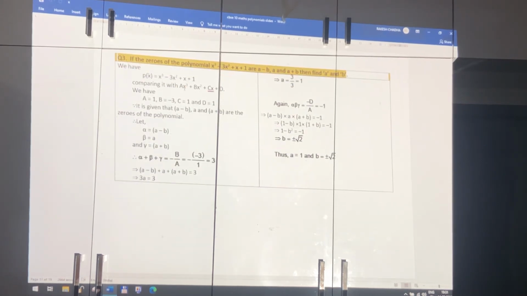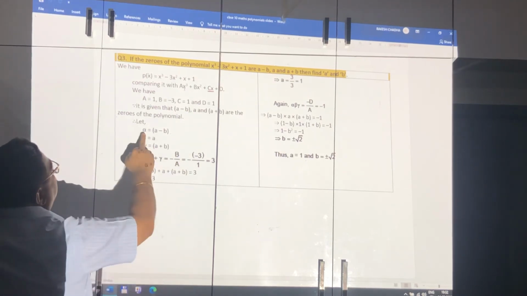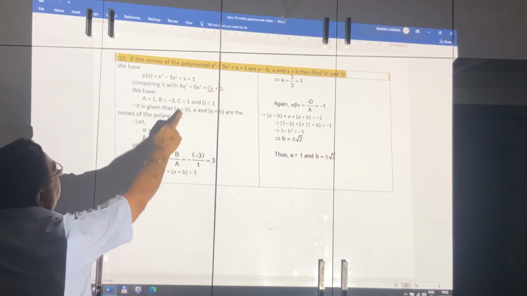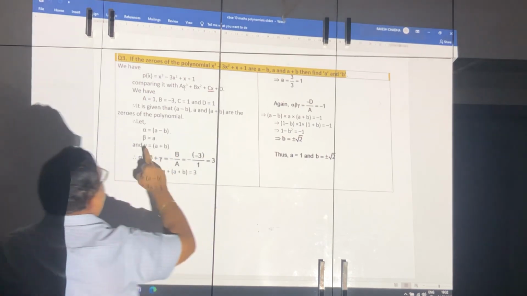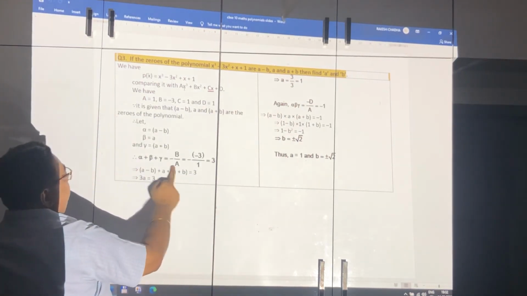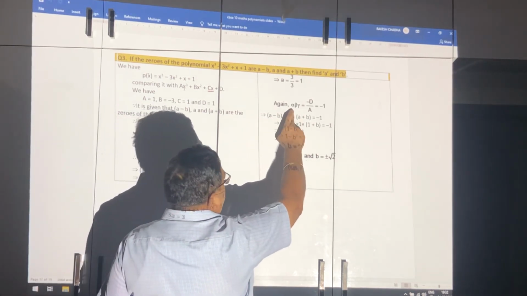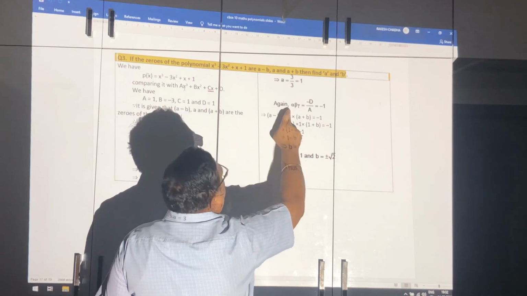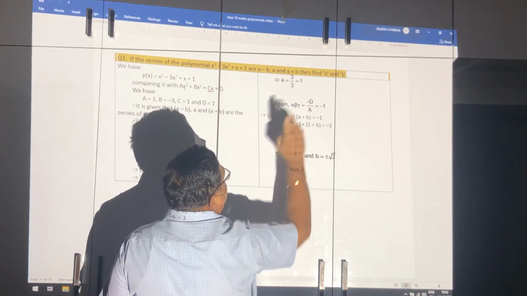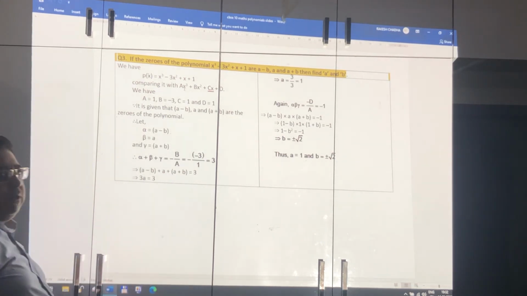If the zeros are a minus b, a and a plus b, we have to find a and b values. So first a, b, c. Then alpha is a minus b, there you see it's written here. Beta is a and gamma is a plus b. Sum of the products, I got this. Then sum of the roots, product of the roots single at a time, I get this and I directly write my answer. Okay?